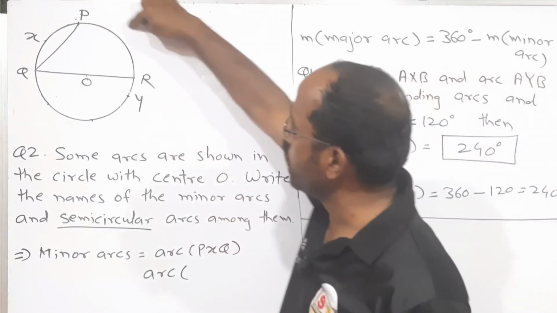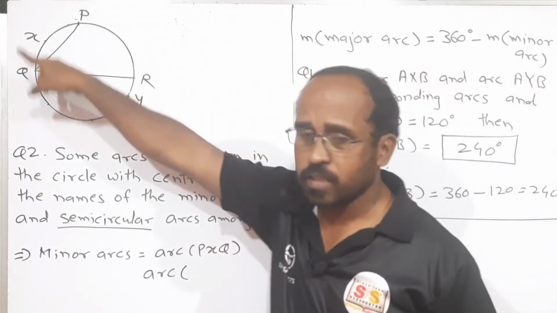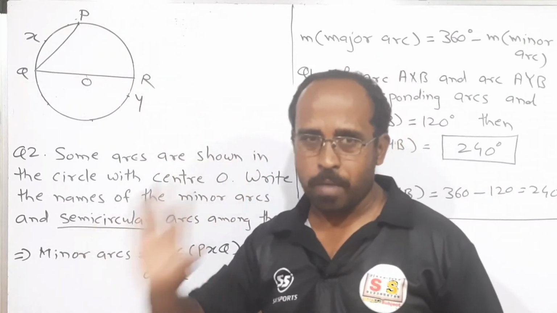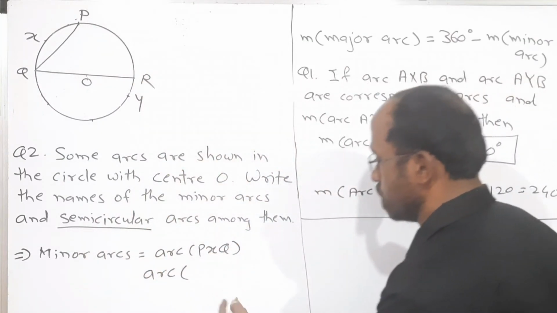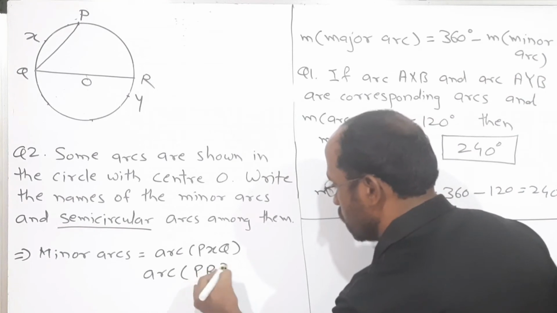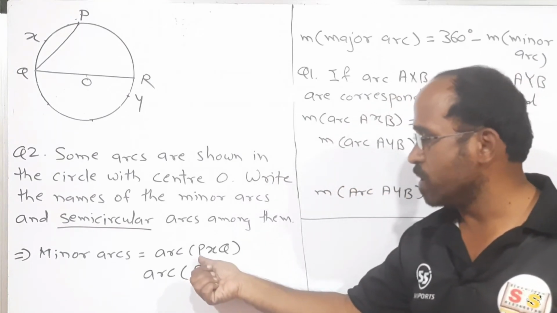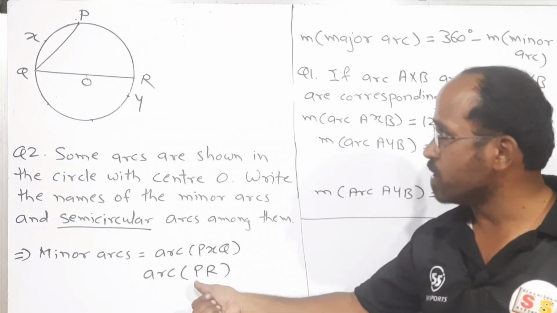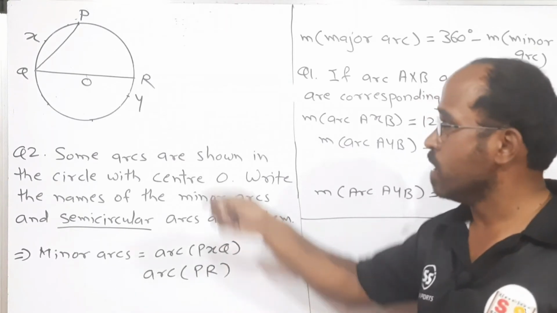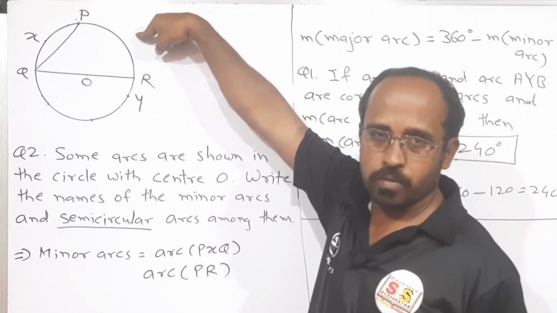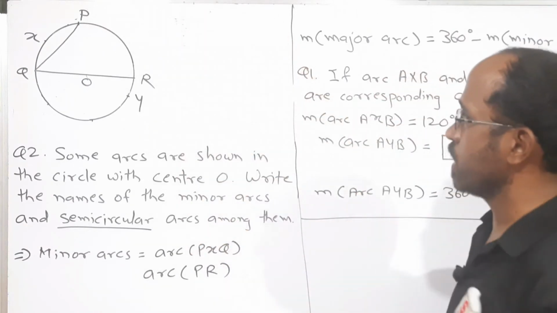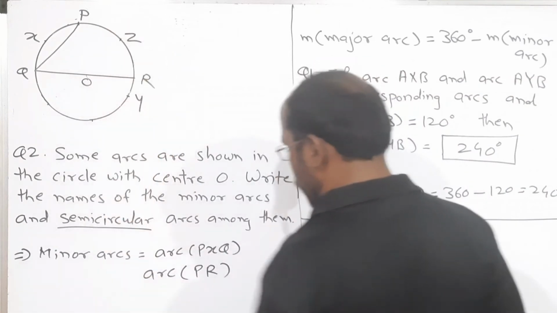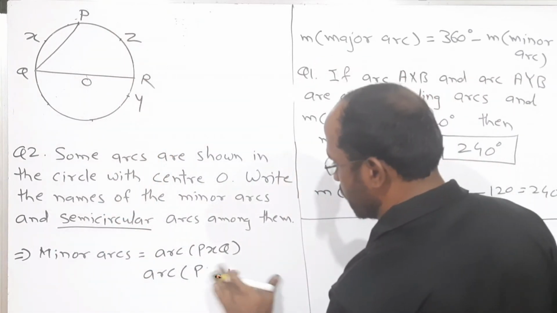This arc PR is also smaller than this half circle, so arc PR is also considered a minor arc. So let's write its name, arc PR. Now students, in this arc I have mentioned the full name PXQ, but here I have mentioned only two letters P and R. Why? Because a letter is not available. In this case you can take one letter of your choice. Suppose I have written here Z. So you can say this is arc PZR.